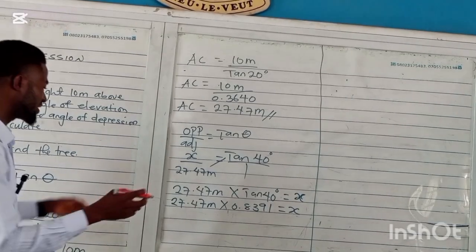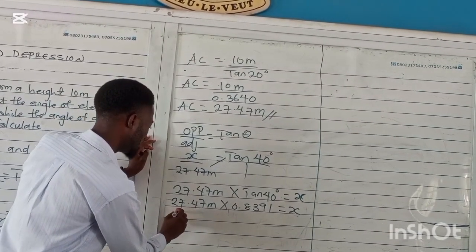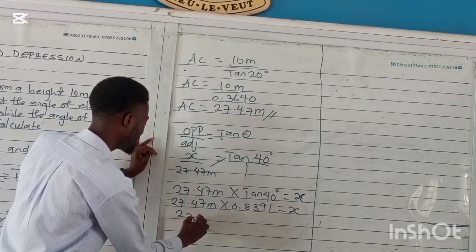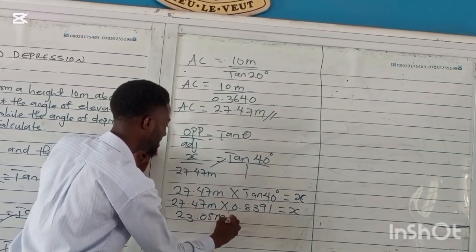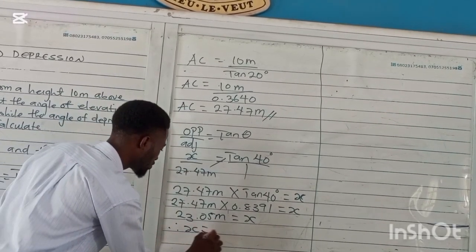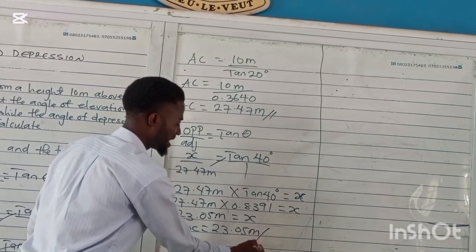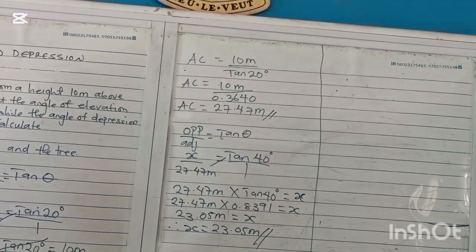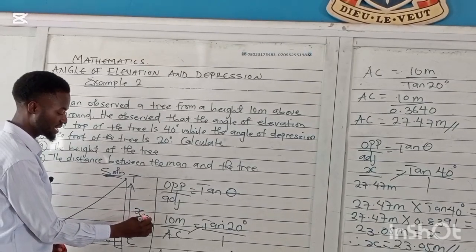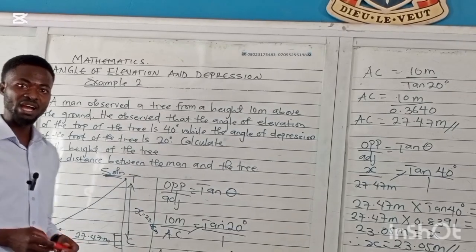From here, we can simply multiply it. If you're multiplying this by this, we should be having 23.05 meter is equal to x. Therefore, x is equal to 23.05 meter. Now, this is the value of x. We are asked to find the height.